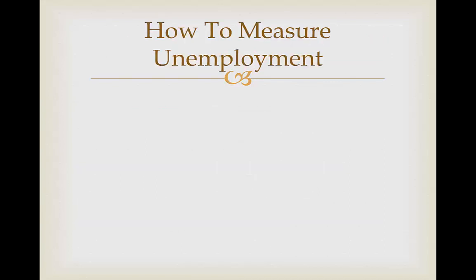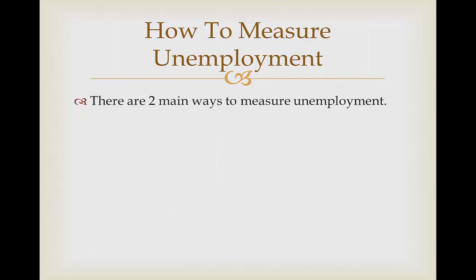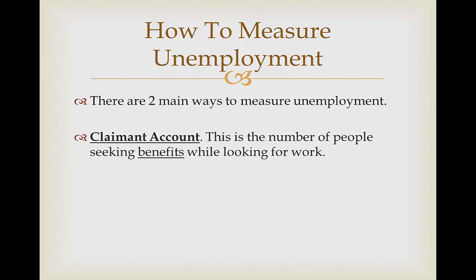Now we're going to have a look at how we can measure unemployment. There are two main ways in which we can measure unemployment. The first is a claimant count, and this is the number of people who are going to be seeking benefits while they're looking for work in what we call frictional unemployment. So this basically states that if there are X amount of people that are seeking benefits, this should be the amount of people who are seeking work.